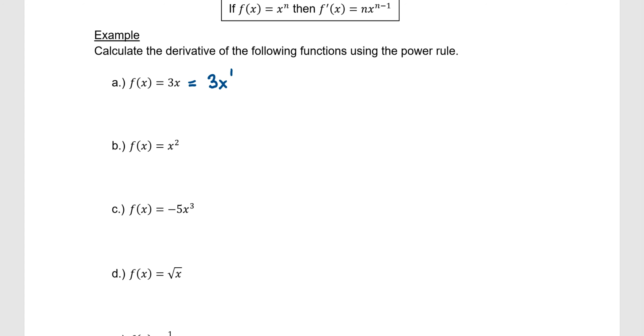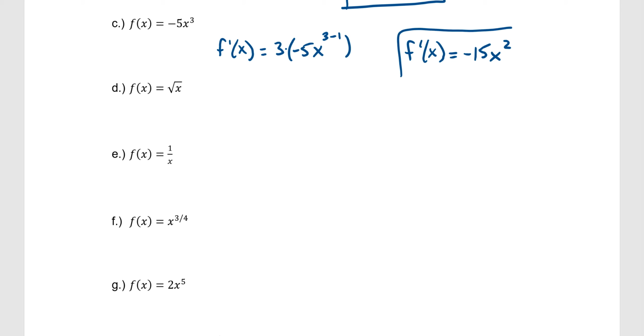For example C, we have f of x is negative 5x cubed. So once again, these are all power functions, right? Because they're all just single terms with exponents that are real numbers. So let's go ahead and take the derivative of this one. We're going to bring down the exponent out front, which means we're multiplying it, and we're going to subtract 1. And we need to simplify that. So we're going to get f prime is 3 times negative 5, negative 15, x squared. We do not have to show this step right here. You can skip right to the answer if you can do it in your head.